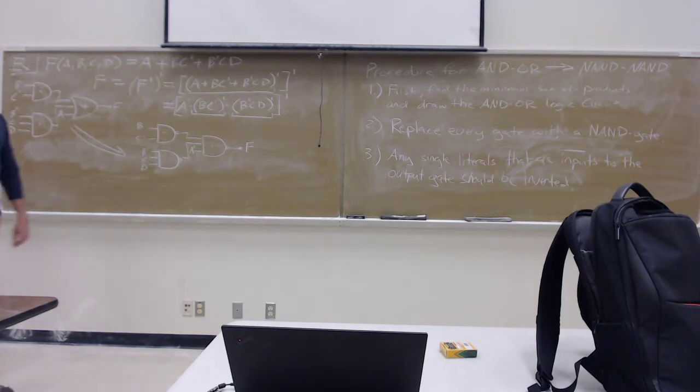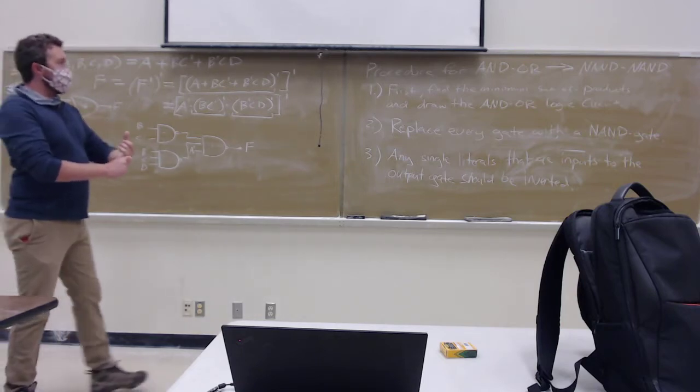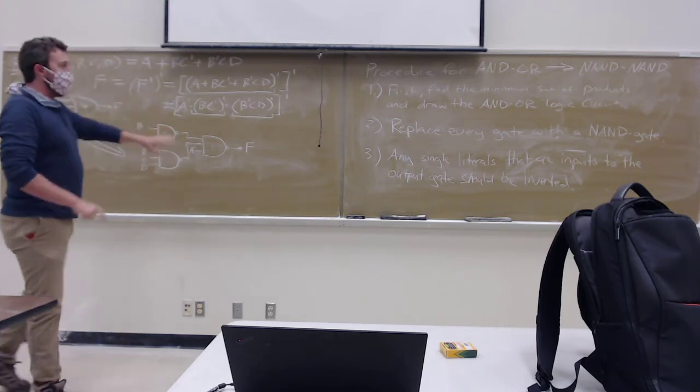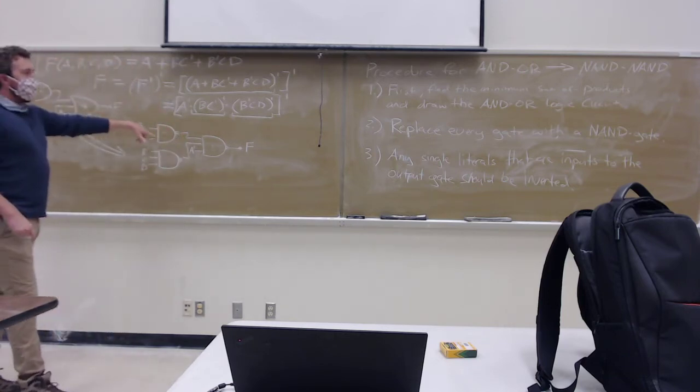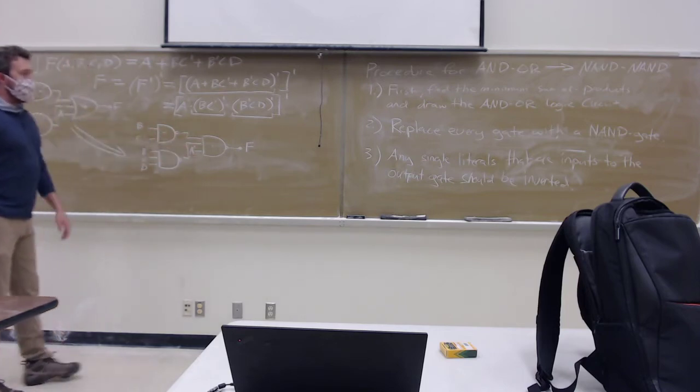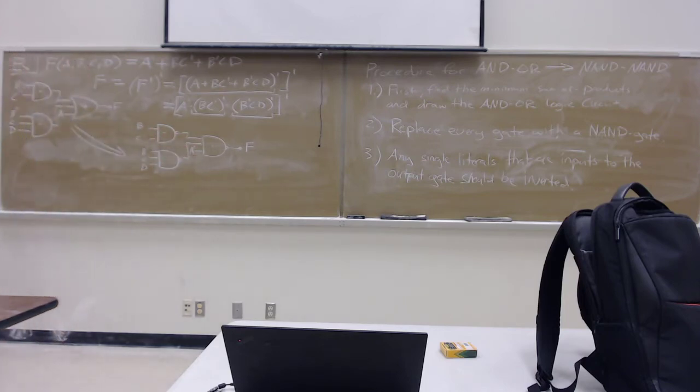So to get a NAND and NAND circuit, you have to start with a sum of products, and draw the AND OR circuit, replace all the gates straight up with NAND gates, and any single literals that are inputs to the output gate should be inverted. And that is all there is to it. Any questions about that?